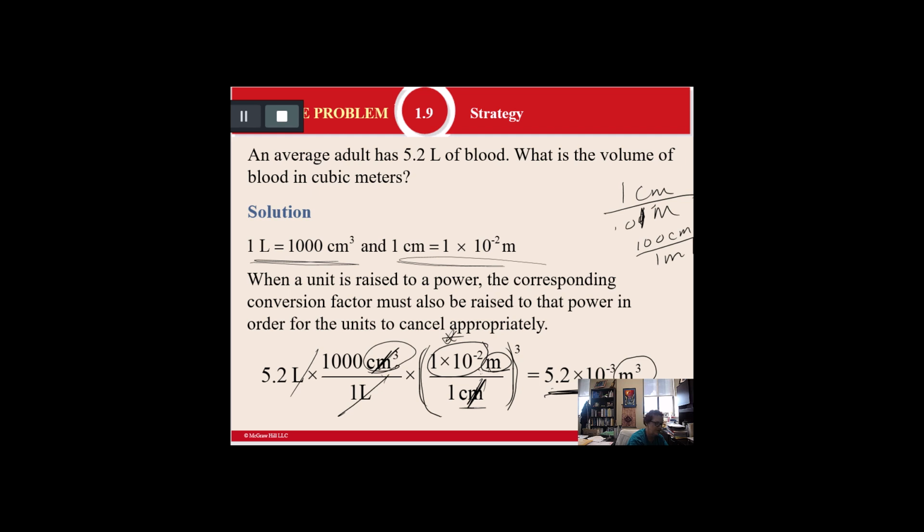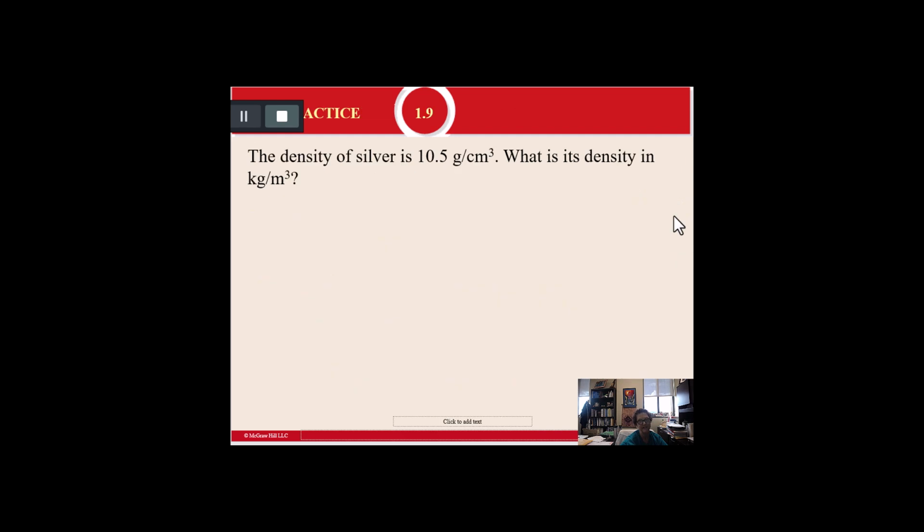So you use the same exact conversion, 100 centimeters in 1 meter, but in this case, you're going to have to cube everything in order to get to your cubic meters. That's really the only difference in those.